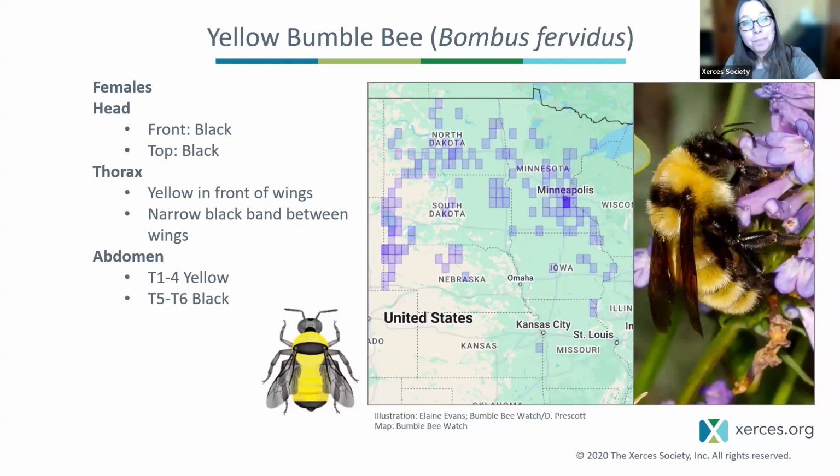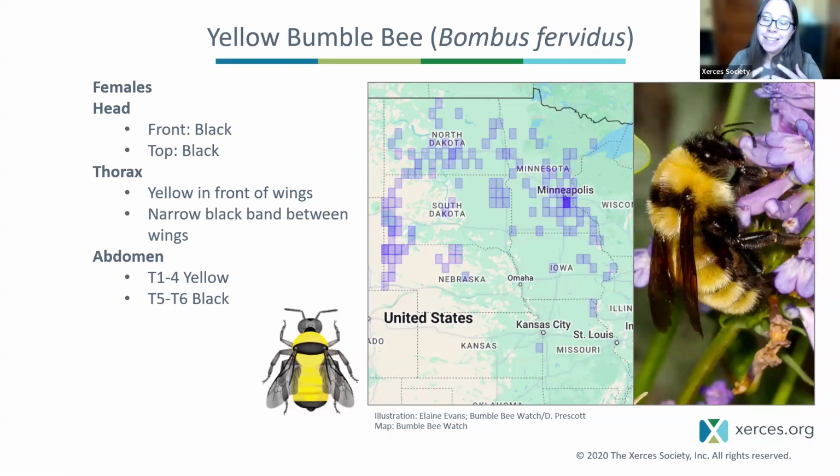Jumping into our very first bumblebee, the yellow bumblebee. This is a species that you will encounter in most of the Midwestern United States. It's more commonly encountered in the northern Midwestern US, less so in the southern states, but you will see it occasionally in Kansas and Missouri.